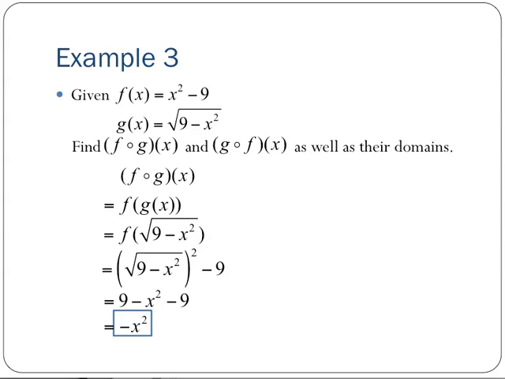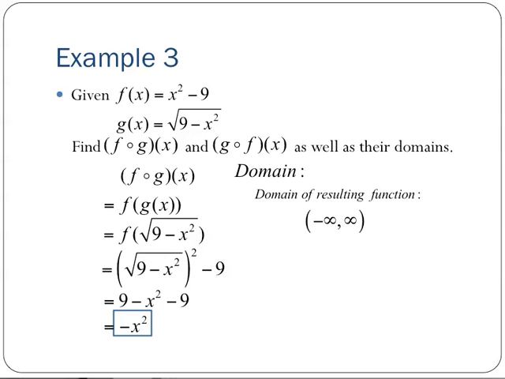Now let's talk about the domain. So the domain, again, you want to check two things. You want to check the domain of the resulting function and the domain of the inner function. So in this case, the domain of the resulting function, negative x squared, looks like it can be all real numbers, right? No restrictions, no square roots, no denominators in that resulting function. Next, check the domain of the inner function. So the inner function in this case is g of x, which is the square root of 9 minus x squared. Okay, this one we definitely have a restriction because we have a square root in there.